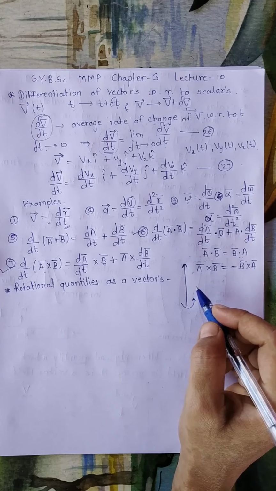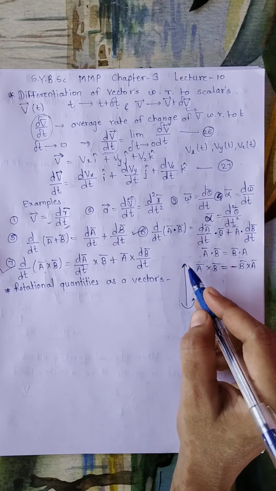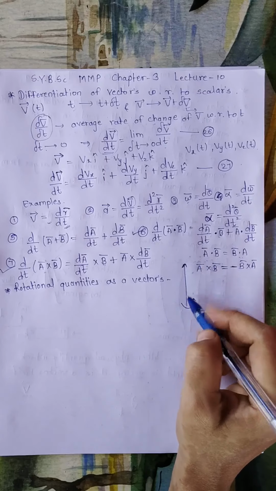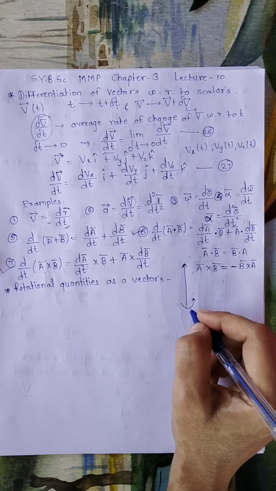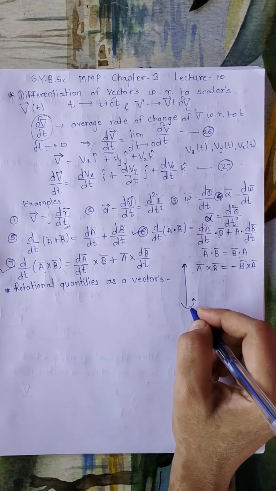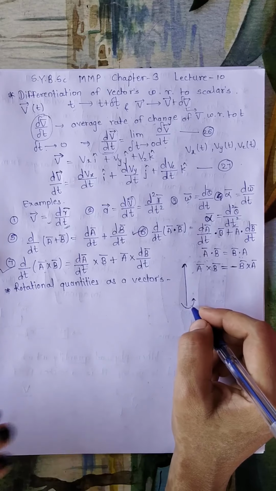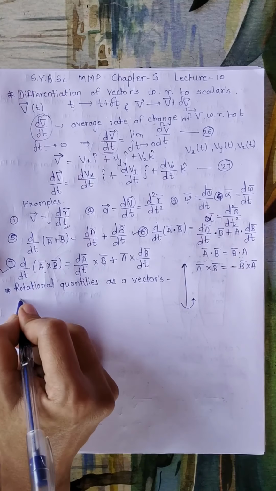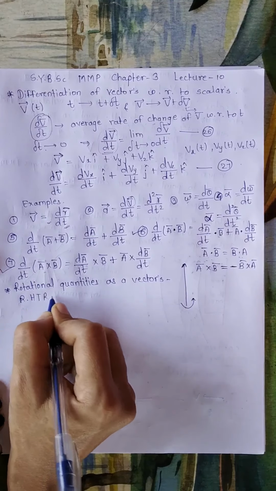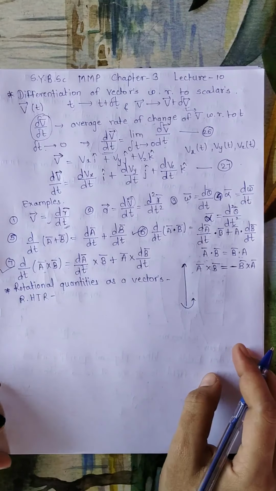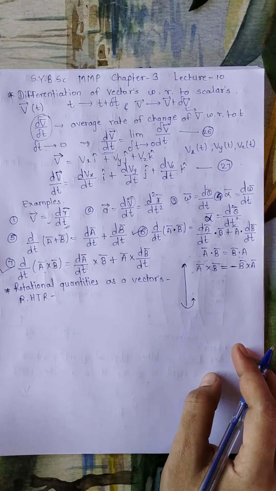The magnitude is represented by the length of this vector, and the sense of rotation, that is the direction of rotation, is given by the right hand screw rule or right hand thumb rule, which we have already discussed. Right hand thumb rule. This we have already discussed, but again we will discuss it in short.